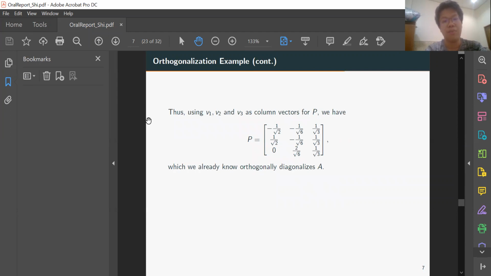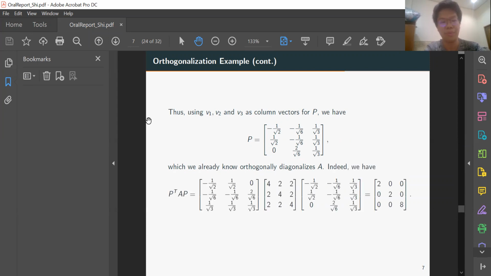Thus, using v sub 1, v sub 2, and v sub 3 as column vectors for P, we have P equal to this matrix, which we already know orthogonally diagonalizes A. Indeed, we have P transpose AP equal to the diagonal matrix with entries 2, 2, 8. You can see that the diagonal entries in P transpose AP are simply the eigenvalues of A.